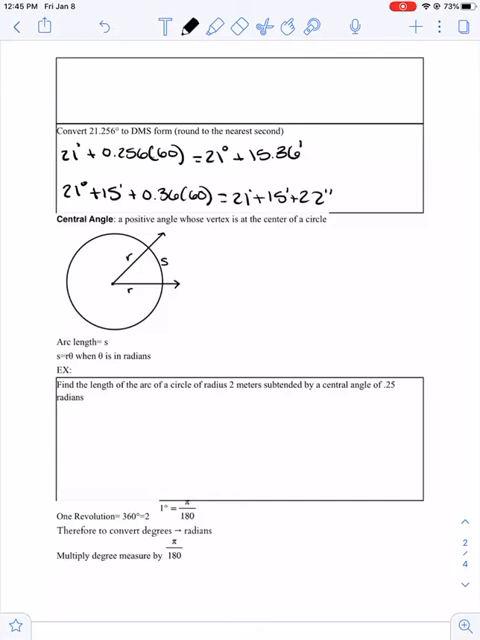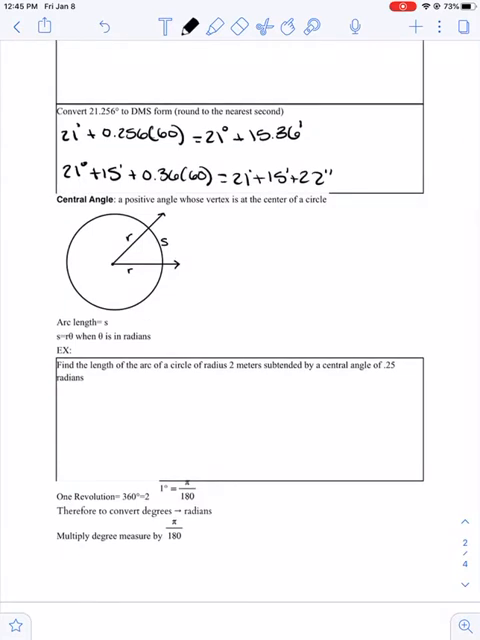So first we're finding the length of the arc of a circle with a radius of 2 and a central angle of 0.25 radians. So we have R equals 2, and then theta equals 0.25. So we're just going to plug that into the formula. S equals 2 times 0.25, which equals 0.5 meters.